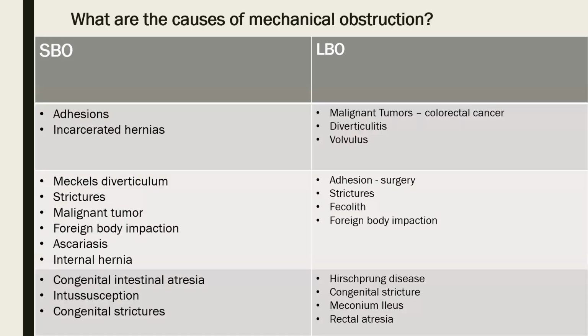Okay, so what are the causes of a mechanical obstruction? You can see the different boxes. The first one is the most common causes, the second box is other less common causes, and the third box is specific to infants and children. For the most common causes of small bowel obstruction, it's going to be adhesions, majorly post-surgery, or even something like abdominal tuberculosis. This is going to cause adhesions.